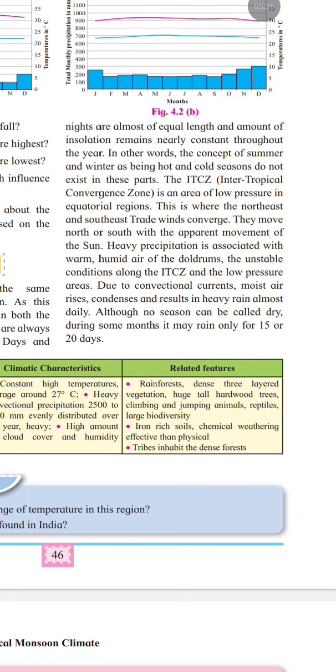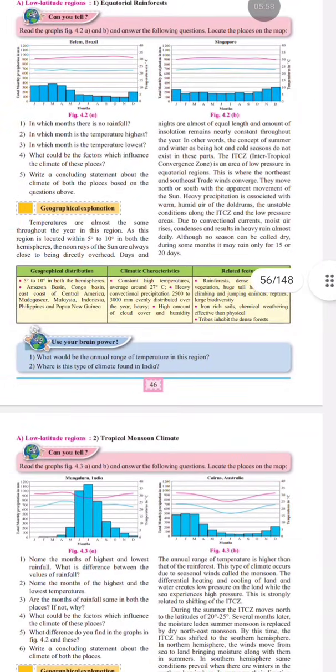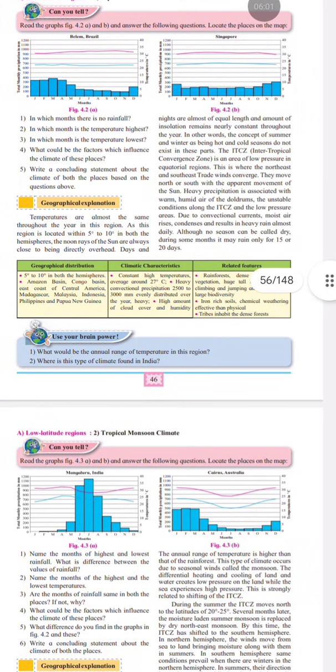Now, what kind of vegetation will we find here? Obviously, because of the hot and wet conditions, this region has dense rainforest. There are huge and tall hardwood trees, climbing and jumping animals, reptiles, and a very high level of biodiversity. The soils are iron rich, and chemical weathering is more effective than physical weathering. You can see here in this table, all things are given. So the soil here is iron rich, and chemical weathering is more effective than physical.